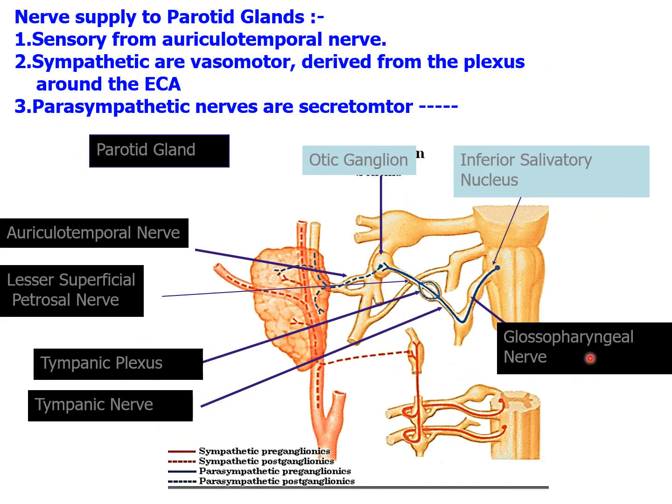So if we revise again the nerve supply, the preganglionic parasympathetic fibers arise from the inferior salivatory nucleus of the medulla and pass through the tympanic branch of glossopharyngeal nerve, resulting in formation of tympanic plexus. The lesser petrosal nerve arising from the tympanic plexus relays in the otic ganglion, and the postganglionic fibers pass through the auriculotemporal nerve and reach the gland.